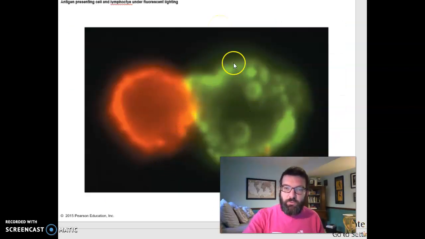And this is an actual image of a microscope of a helper T cell and of a macrophage doing this little dance, and this is showing the helper T cell what it's found. And we're going to dig into that process of antigen recognition a little bit more in the next video.